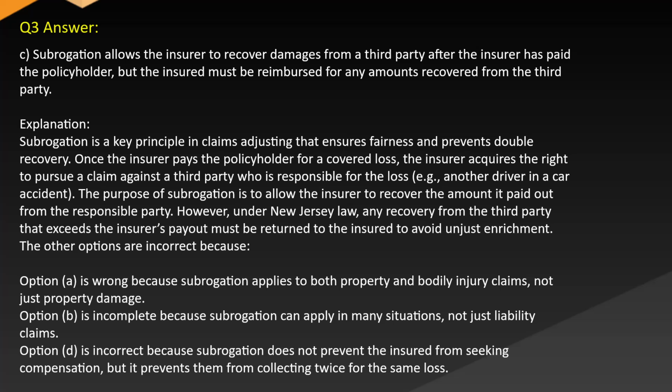Answer: C. Subrogation allows the insurer to recover damages from a third party after the insurer has paid the policyholder, but the insured must be reimbursed for any amounts recovered from the third party. Explanation: Subrogation is a key principle in claims adjusting that ensures fairness and prevents double recovery. Once the insurer pays the policyholder for a covered loss, the insurer acquires the right to pursue a claim against a third party who is responsible for the loss.